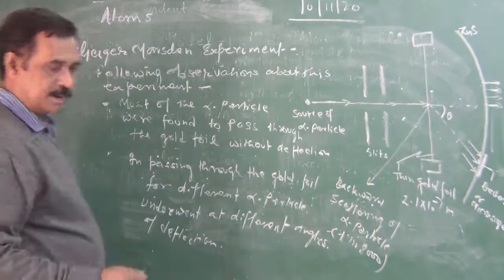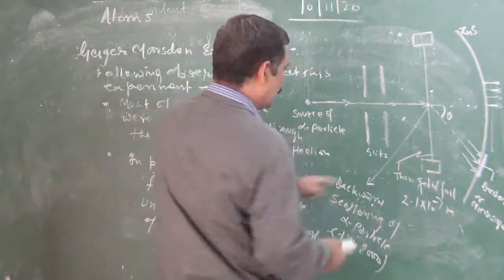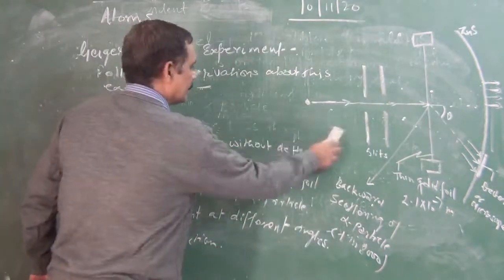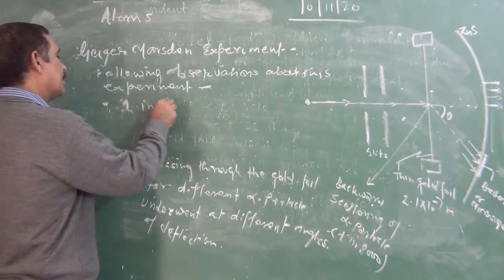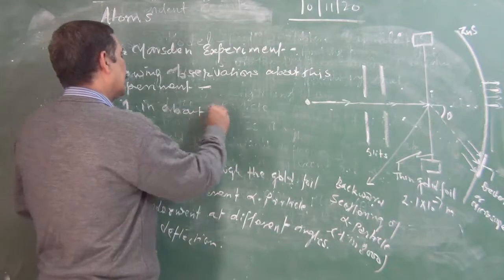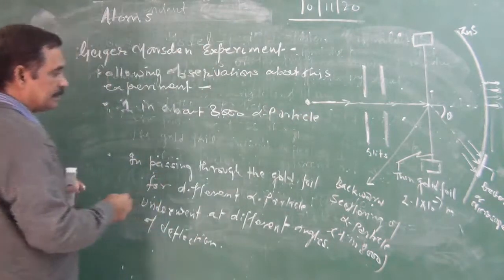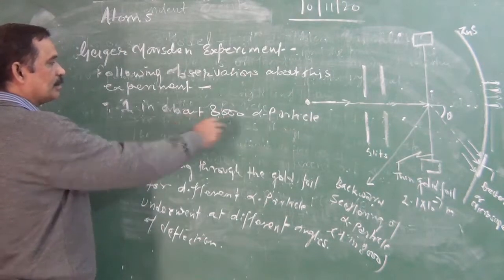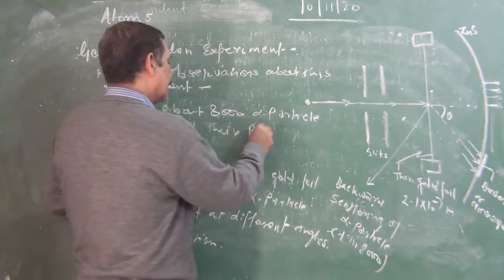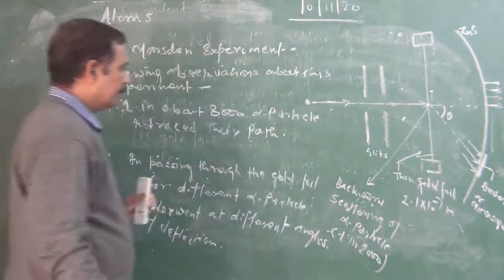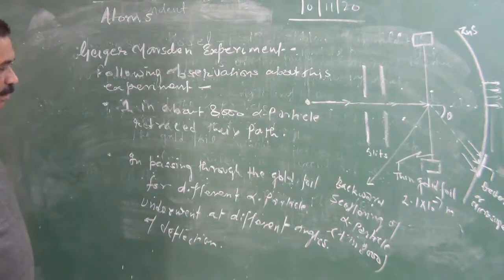Now the next property, the third point: 1 in about 8,000 alpha particles retrace their path. That means one alpha particle in about 8,000 is scattered backward, or deflected through angle pi.